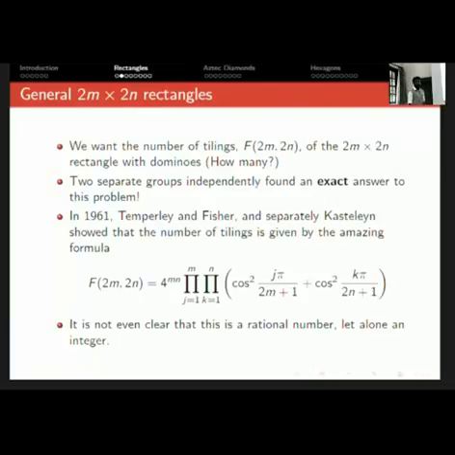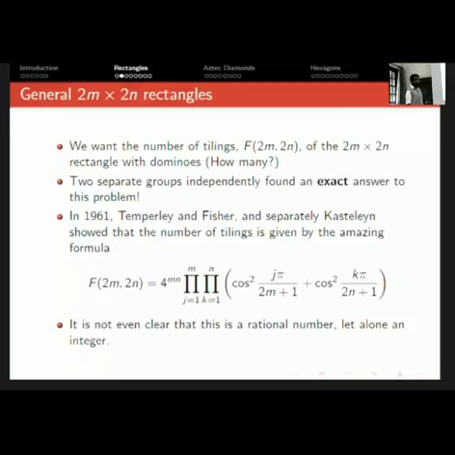And amazingly, in the same year, 1961, two different groups found the exact answer to the number of domino tilings of the 2m by 2n grid, actually the more general problem. And amazingly, it's given by this double product formula. So f of 2m, 2n is 4 raised to the power mn times this product over j and k of cos squared of j pi by 2m plus 1 plus cos squared of k pi by 2n plus 1. I want you to notice how awesome this formula is.